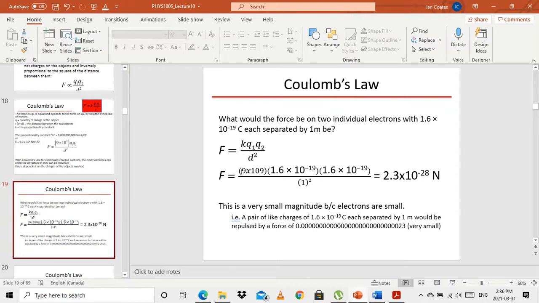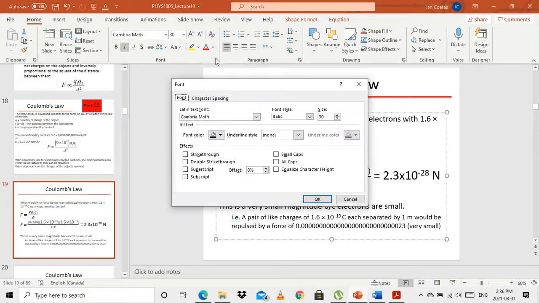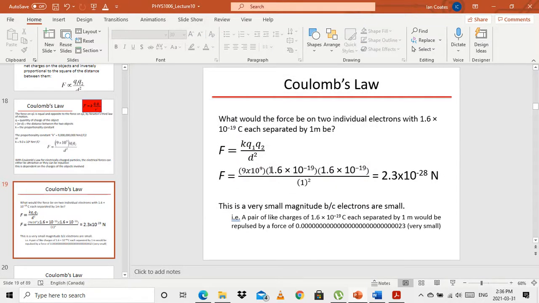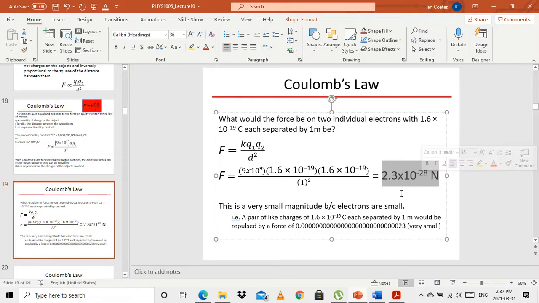K is given. Sorry, that should be 10 to the 9. There's my charge for the one electron, there's my charge for the next. Distance is 1 meter, square it. There we go. And you look at this number here. This is the force of one electron on another electron at 1 meter: 2.3 times 10 to the negative 28 newtons. There's not much there, is there?